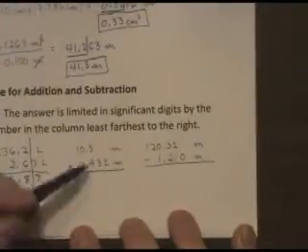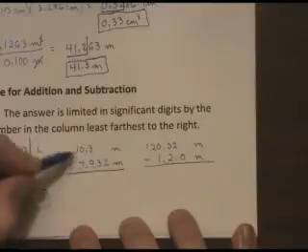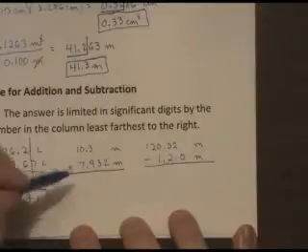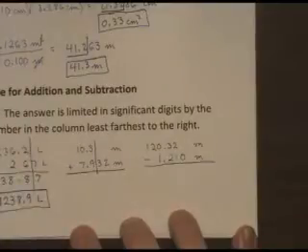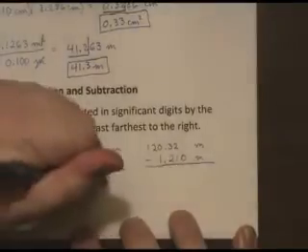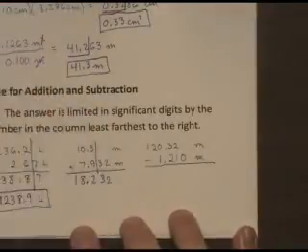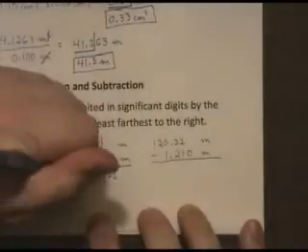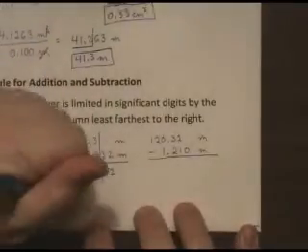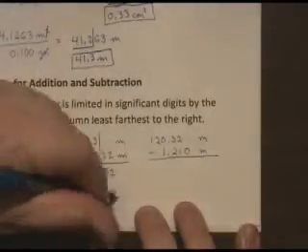Looking at the next one and applying the rule that we've just learned, the number least far to the right in the decimal place is the first number, which goes out to the tenths place. The second number goes out to the thousandths place. So we are limited in our answer to the tenths place. And when we add these together, we get 18.232. But again, we recognize that we can only keep our answer out to the tenths place. And in this case, we don't need to round up. So we get 18.2 meters.